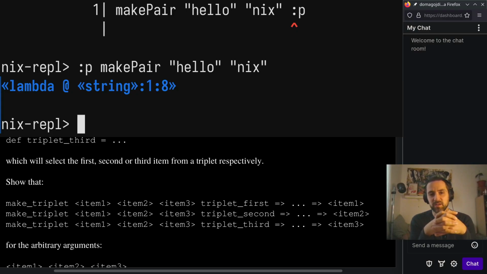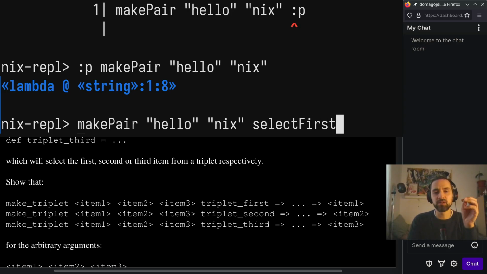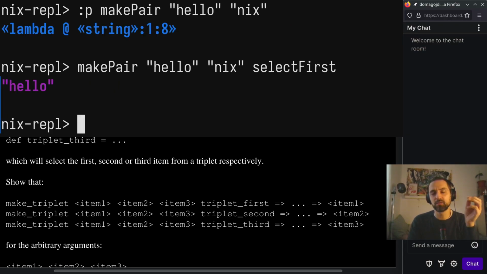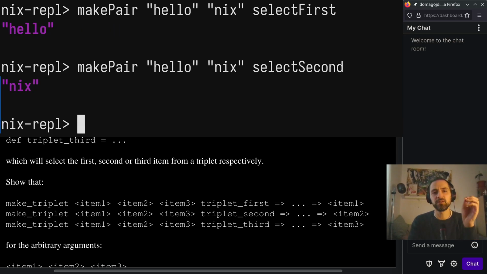So let's use our select first. We do make pair, hello, and then next, and then select first. Isn't this weird? Now you do select first, and what are you gonna get? You're gonna get hello. And if you do select second, you're gonna get next.